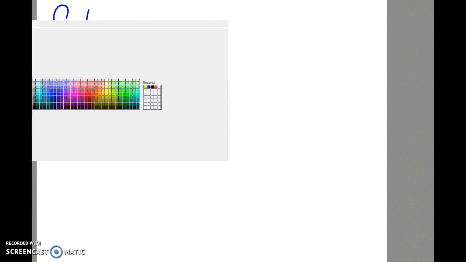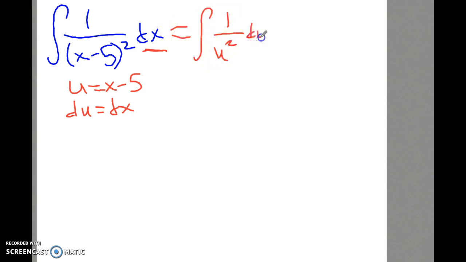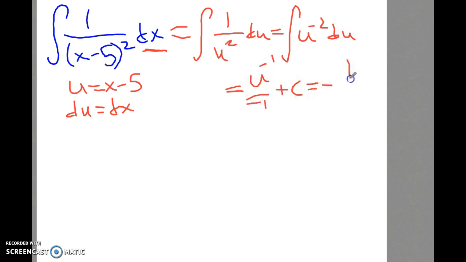Integral of 1 over (x minus 5) squared. So this can be integrated using a u substitution, where u is equal to x minus 5. So du is just equal to dx. So this is just equal to du. And this thing has the form 1 over u squared du, which is the integral of u to the negative 2. And so using the power rule, the antiderivative is u to the negative 1 over negative 1, which is negative 1 over u, so negative 1 over (x minus 5).